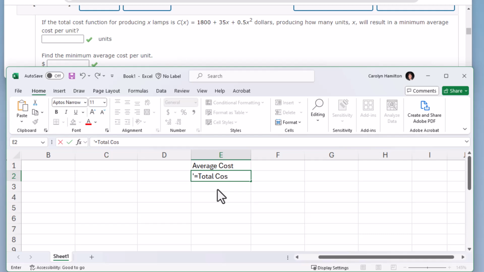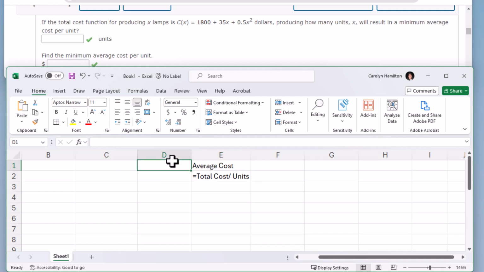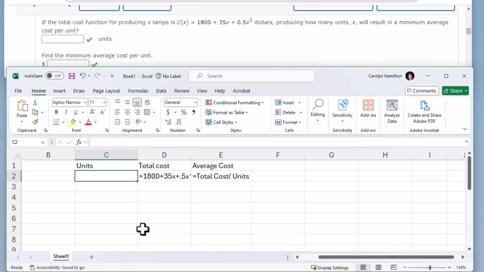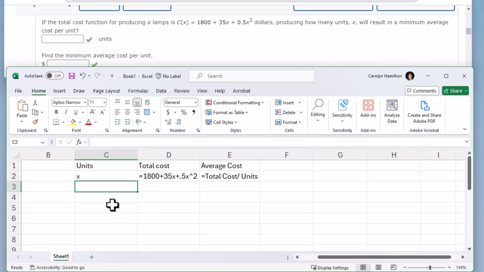I want total cost divided by units. That's how I get average cost, which means I now need a total cost column and a units column. Total cost, typing notes again, is the formula I was given: 1800 plus 35x plus 0.5x squared. And units is just x. So if I start with x, total cost can be built from that, and then average cost can be built from those two previous columns.